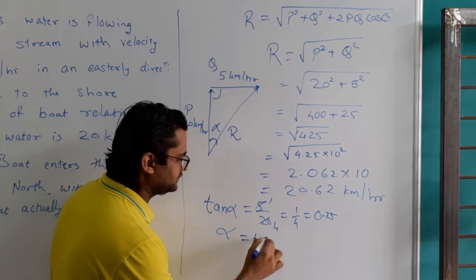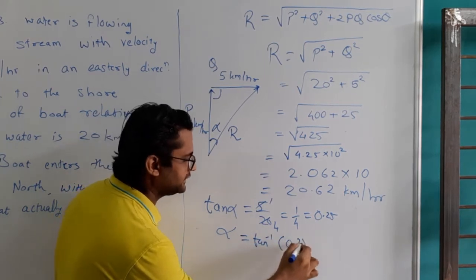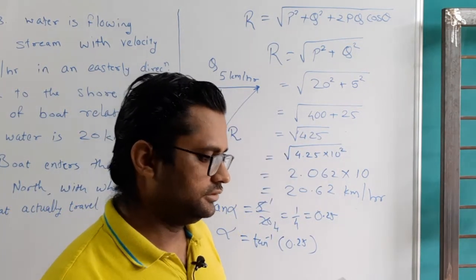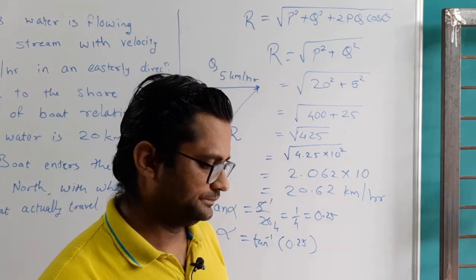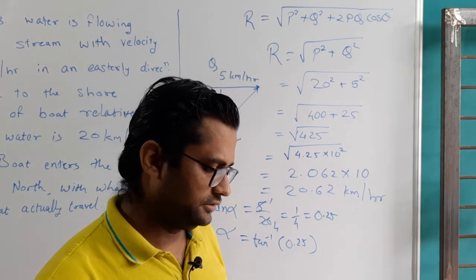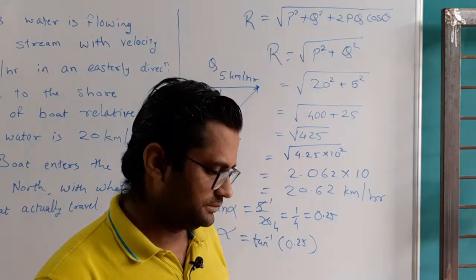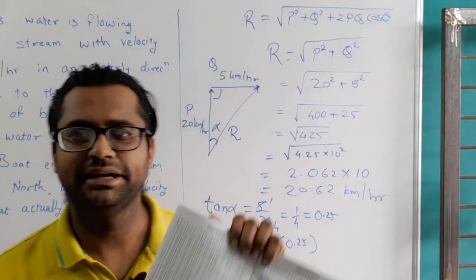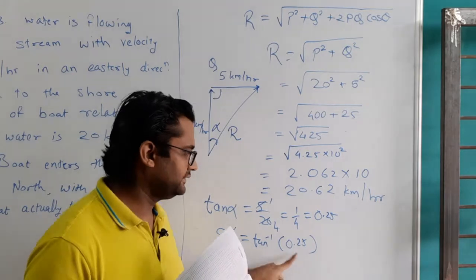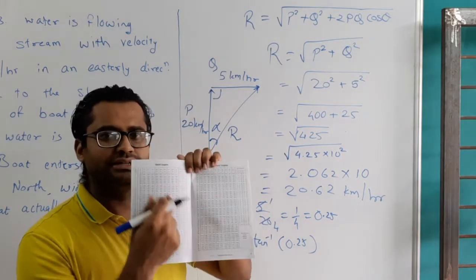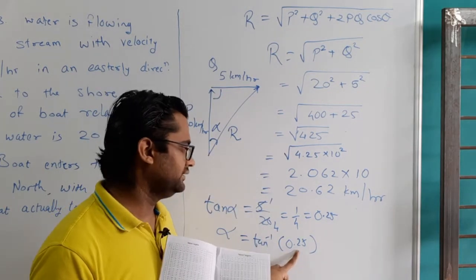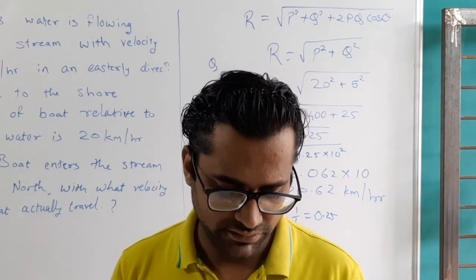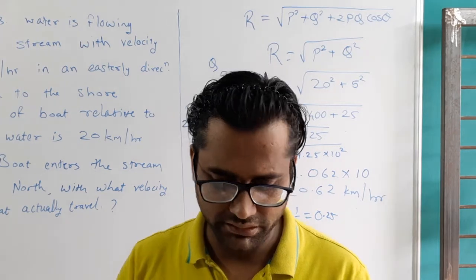Tan inverse of 0.25. Now how to find tan inverse? Again use the log table and go to the natural tangent table. In my log table book, it is at page number 14, natural tangents. We have to find tan inverse of 0.25. When we find tan inverse, we find the value inside the table. So find a number which is close to 0.25. I am trying to find the number close to 0.25, and I got the number here.